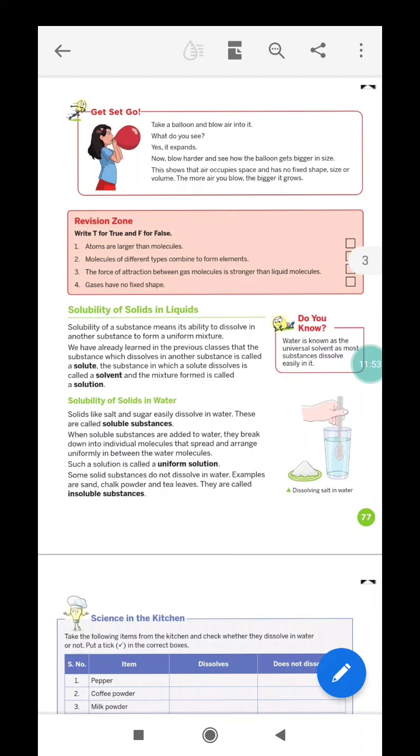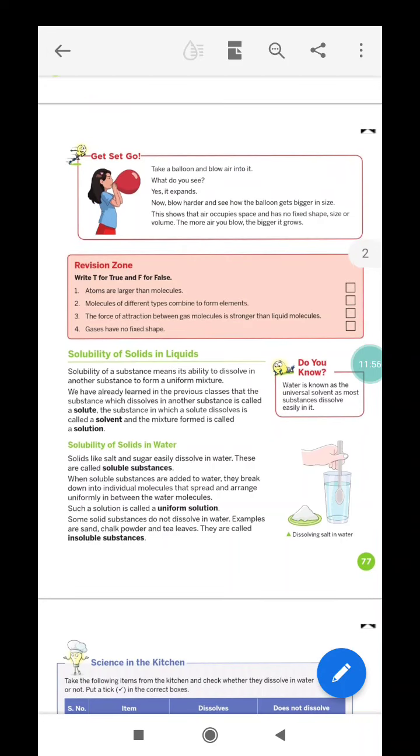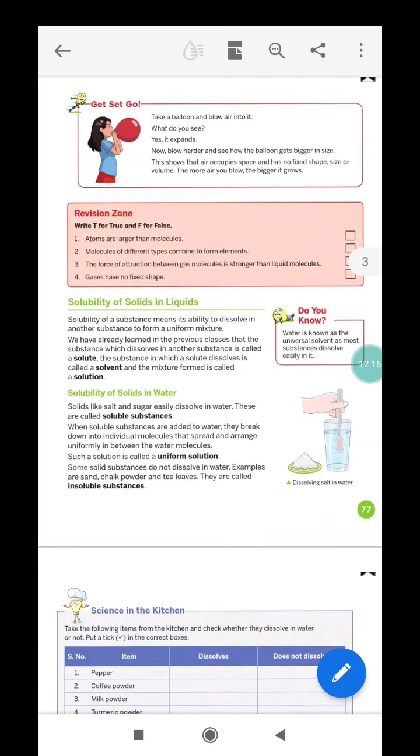Why solvent? Because the sugar particles and salt particles are dissolving in water. The mixture formed by mixing sugar, salt and water is known as a solution. Now solubility in water. Solids like salt and sugar easily dissolve in water, as we have already studied. These are called soluble substances.